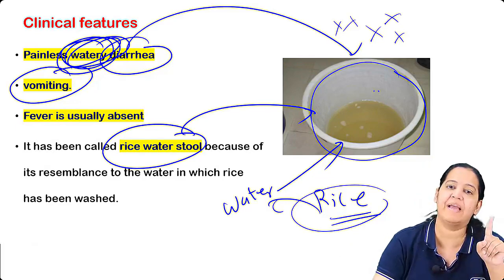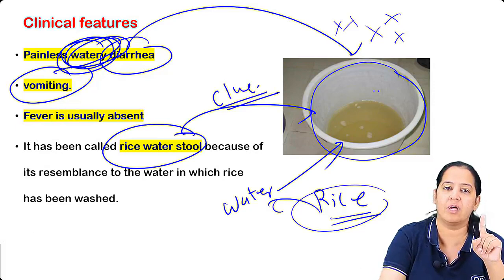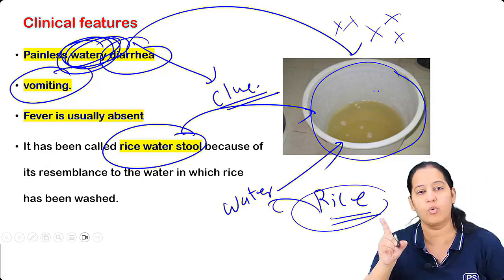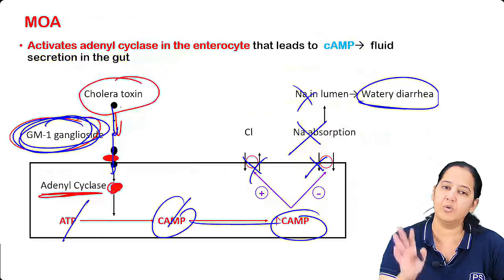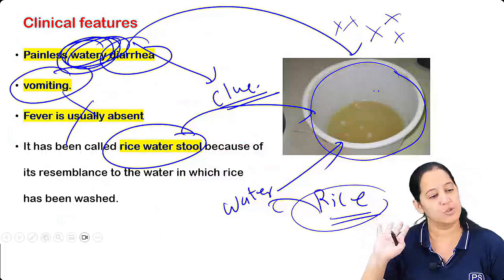It's a very big clue you get in the question. Rice water stool, watery diarrhea, Vibrio cholerae. Fever is absent. You know the mechanism of action. Fever is absent. So we are done with Vibrio.